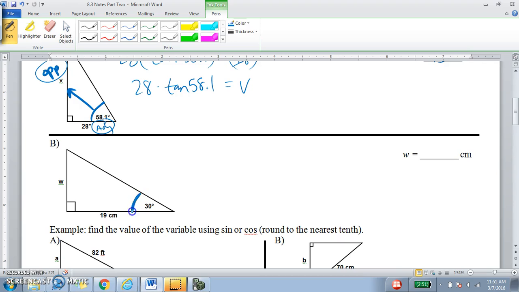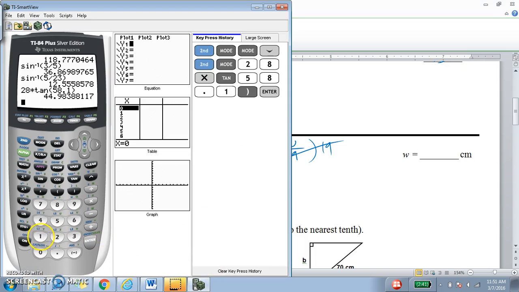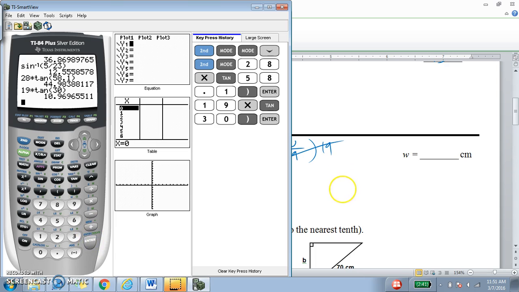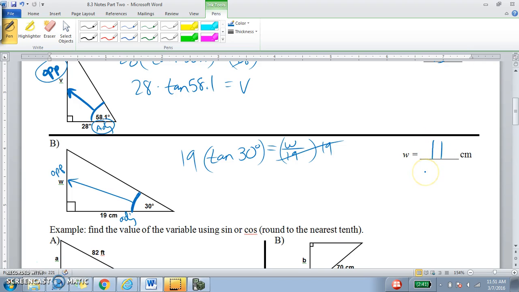Next one, similar situation. We've got this angle right here. W is opposite from that angle, and 19 is adjacent to it. So again, opposite and adjacent means we're using tangent. So now the tangent of 30 degrees, angle always goes after that part, equals opposite W over adjacent 19. Just like we did for the last one, multiply by 19 on both sides. So in your calculator, you would type in 19 times tan 30, which gives 10.96. Again, that's going to round the 9 up, so this would round up to 11 centimeters.